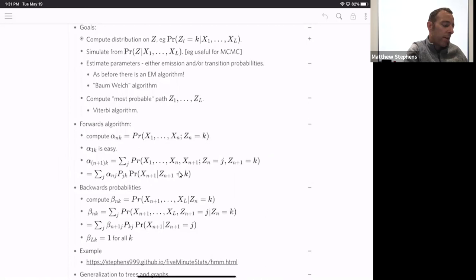And this sum, I mentioned, is order k squared, quadratic in k. There are k of these. So if there are two states, there are two of these, one for k equals 1, one for k equals 2. And in computing each one, j is summing over the possible k values. So computing that sum is of order k, and there are k of them to compute, so that's k squared.